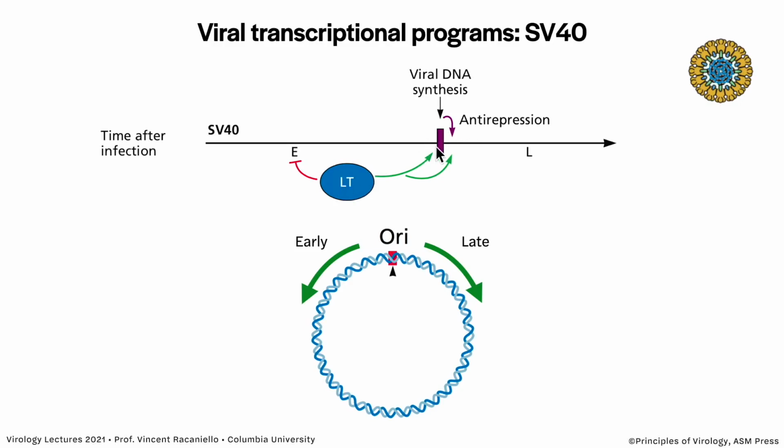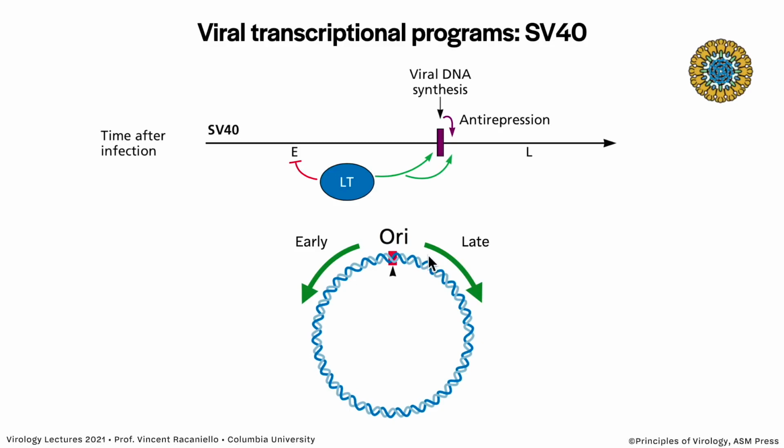So large T is actually needed for viral DNA synthesis. It binds to the origin of replication. It starts DNA synthesis, and then DNA synthesis activates the late promoter in a process called anti-repression, which I'll show you how it works in a moment. So you make LT first. LT stimulates DNA synthesis, and then as soon as DNA synthesis begins, you enter the late phase. So we have two phases, early and late. The late phase is defined by the onset of DNA synthesis.